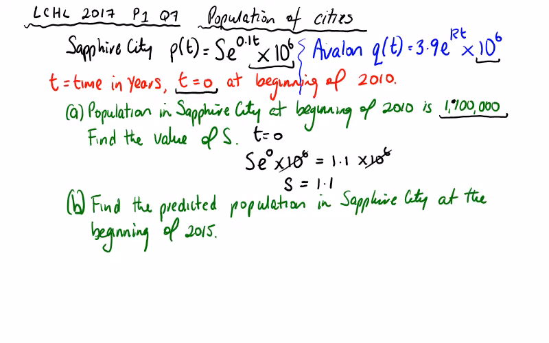Part B, you're asked to find the predicted population in Sapphire City at the beginning of 2015. Well, that's 5 years hence, so time is equal to 5. So we have S, 1.1 e to the power of 0.1 by 5. You could just write 0.5 by 10 to the power 6. So this is just calculator use. You can type this directly into your calculator. And you're going to get an answer of 1,813,593. Nice easy calculator use in Part B.